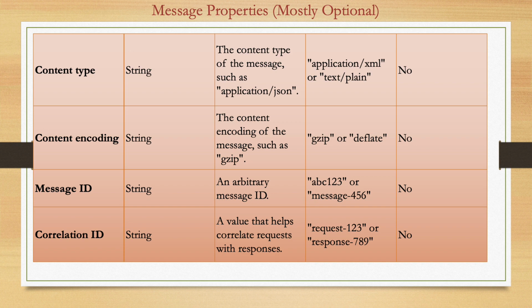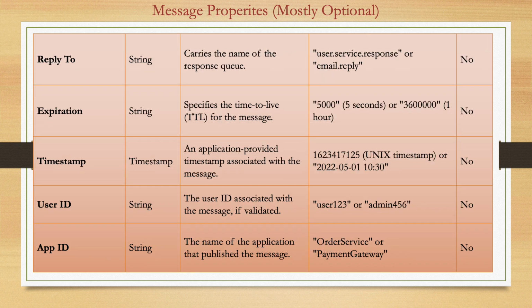Reply to. The reply to property carries the name of the response queue. When a message requires a response, the reply to property specifies the queue to which the response should be sent. This property enables the requester to provide the necessary information for the responder to send the response back to the correct destination. For example, user.service.response or email.reply can be used as the reply to queue name.